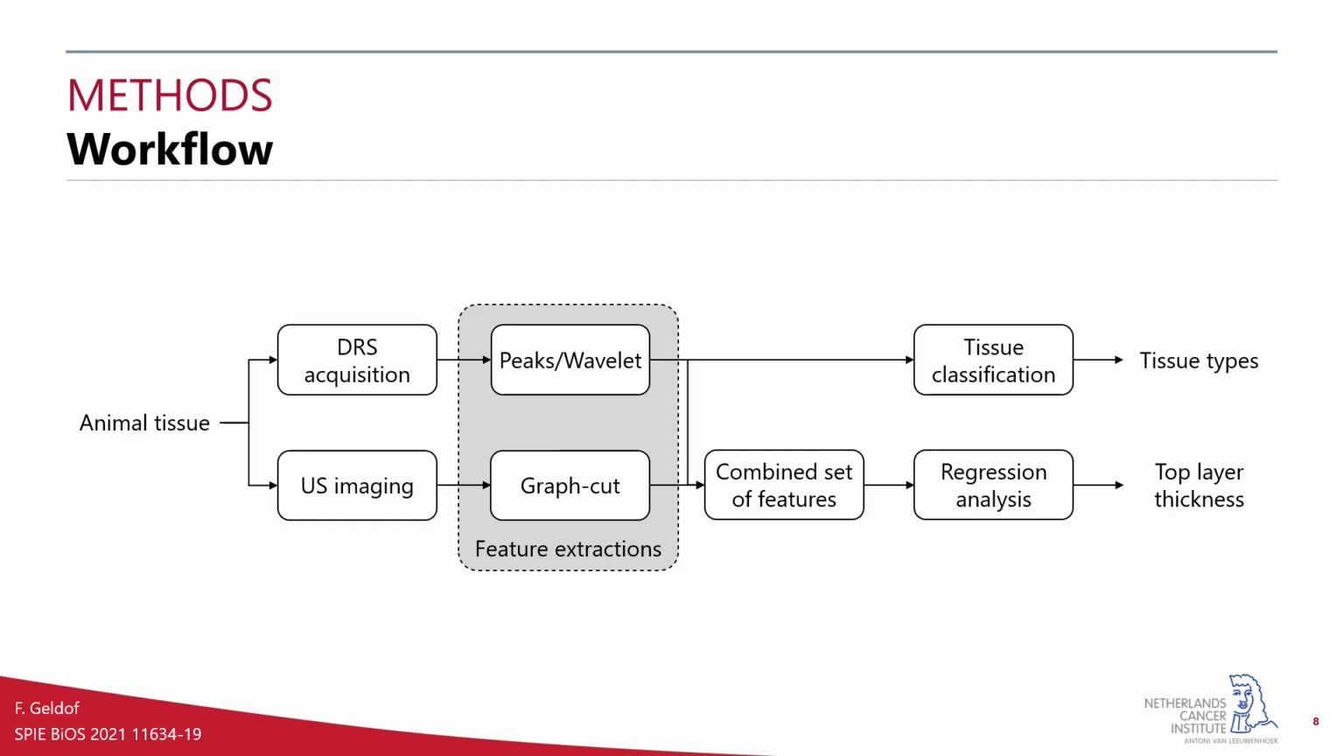Using the combined set of features in a regression analysis, the top layer thickness was predicted, and after that, the tissue types of both layers were classified using the extracted DRS features. In the next slides, I will explain these steps in more detail.